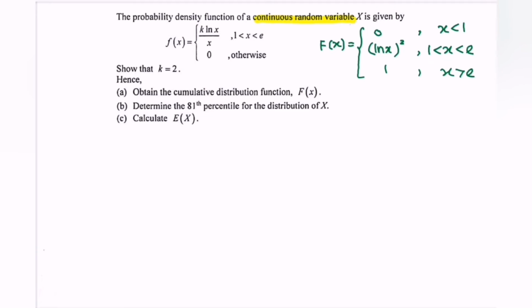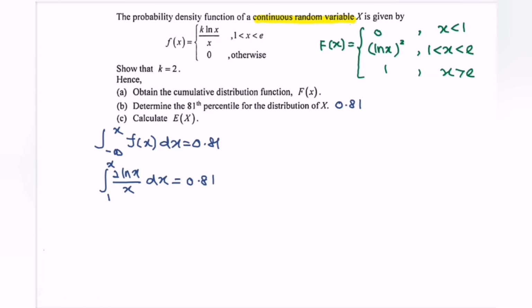Next refers to B. Determine the 81st percentile for the distribution of x. So in here, the meaning of 81st refers to 0.81, which is the probability. So in here, we have two ways of answering the question. Number one is by using the PDF. So in here, as we all know, integrate negative infinity until x for the function f(x) dx, which is equals to 0.81. So integrate where we have 2 ln x over x with respect to x for the limit where we have 1 until x, which is equals to 0.81.